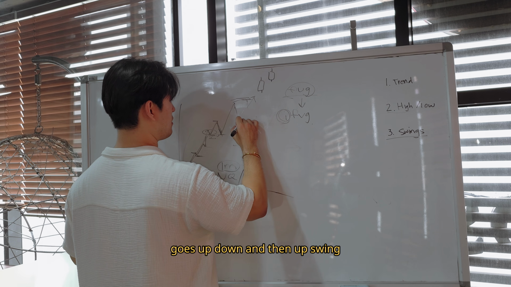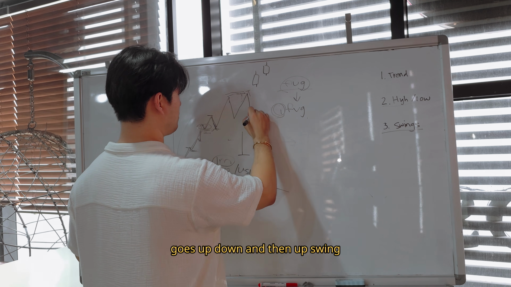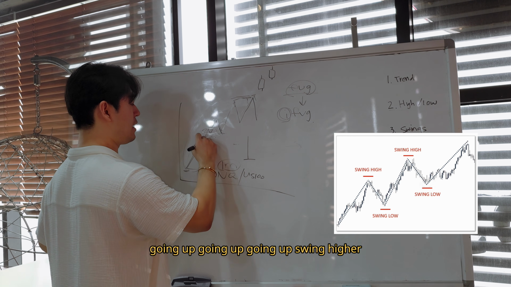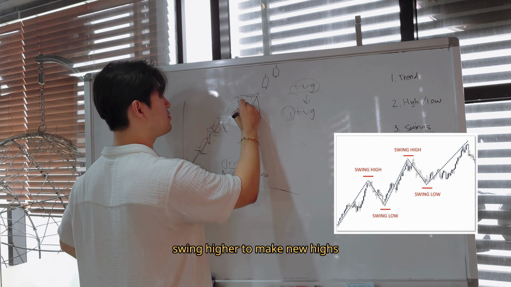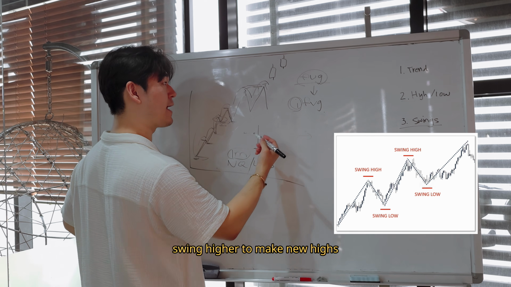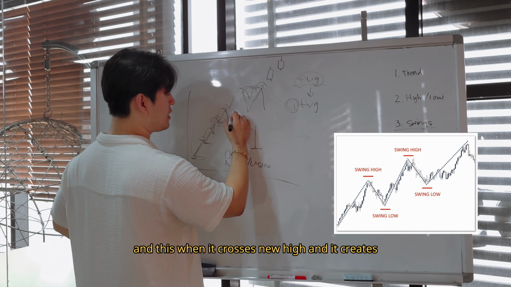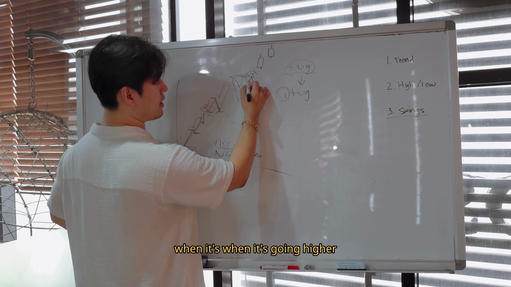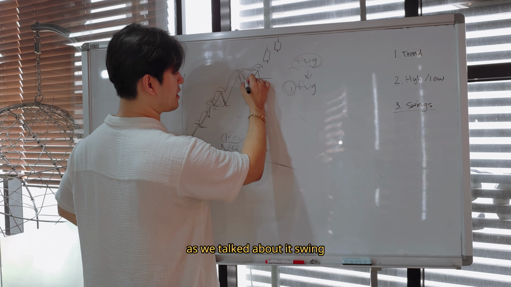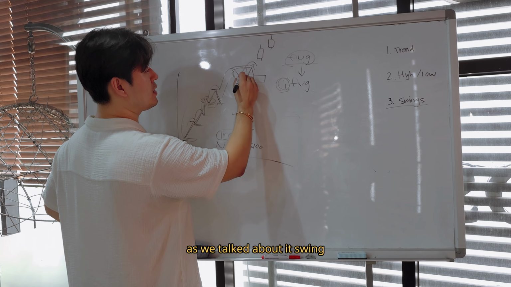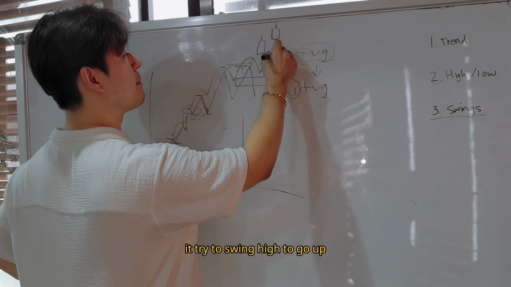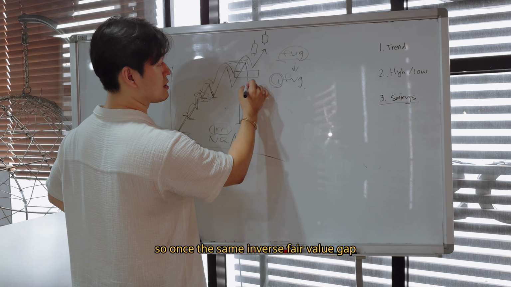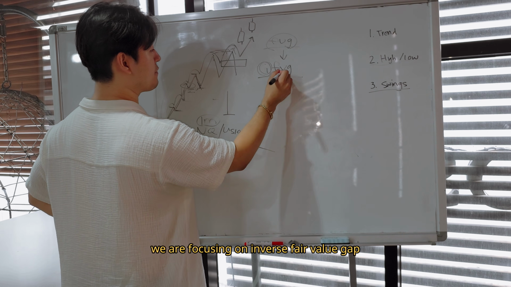So swings, going back to swings. Goes up, down, and then up, swing. So swing means going up, going up, going up, swing higher to make new highs. And when it crosses new high, and it's going higher, it creates fair value gap, as we talked about. It tries to swing high to go up. But this price, as you can see, it fell down, right? So once the same inverse fair value gap, we are focusing on inverse fair value gap.